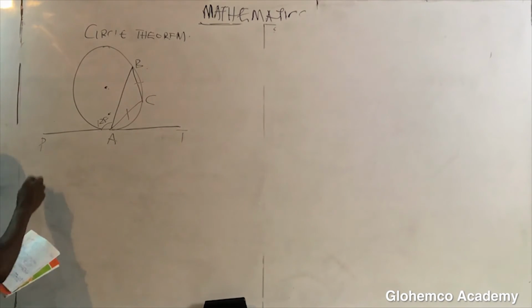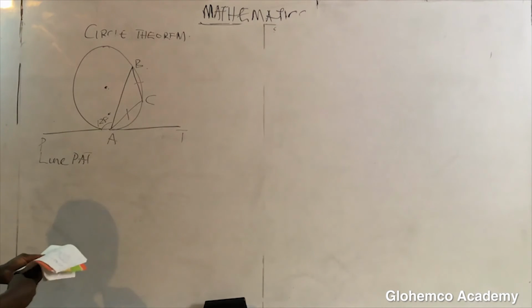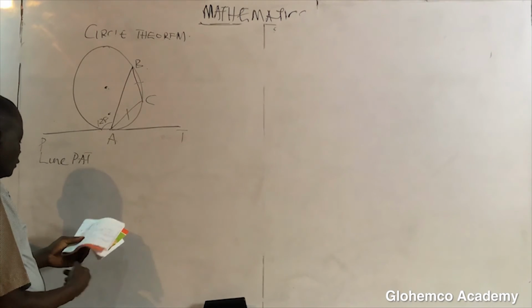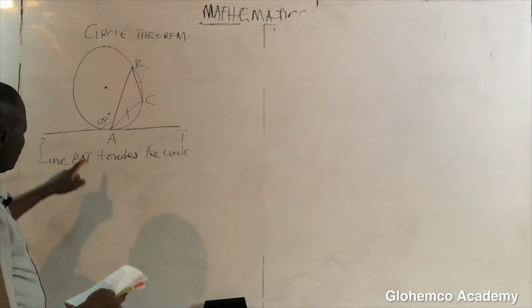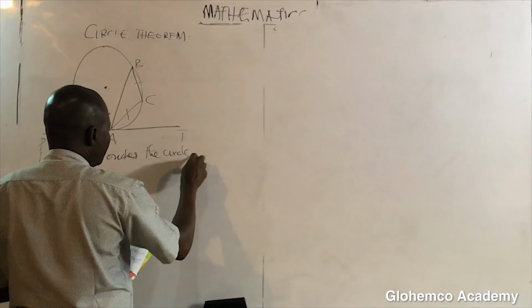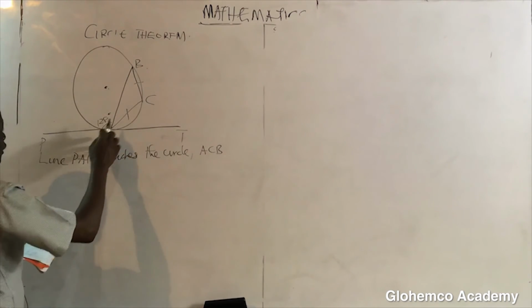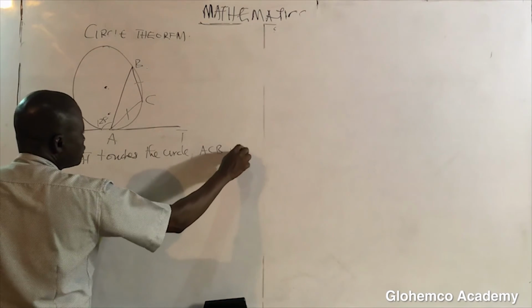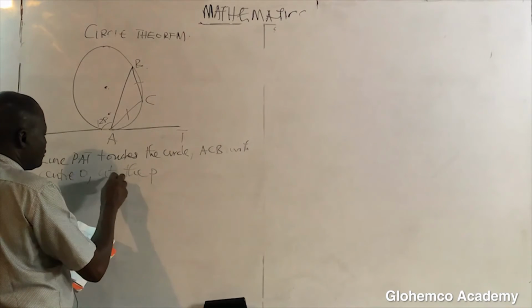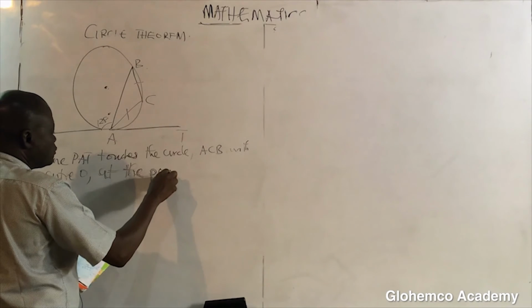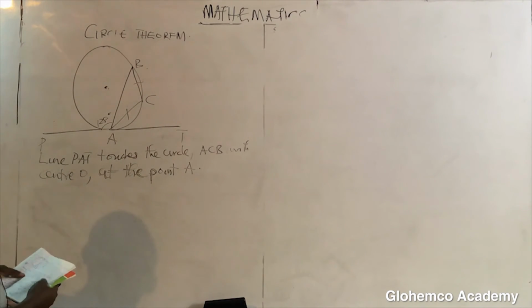Line PAT touches the circle. You see that it touches the circle at A. Then ACB touches the circle. The circle is ACB, with center O. PAT touches the circle ACB at the point A.